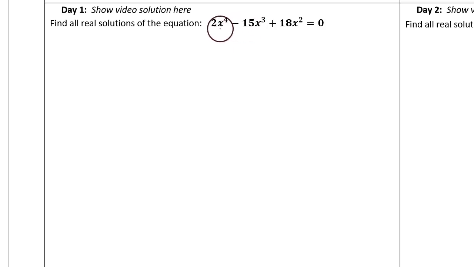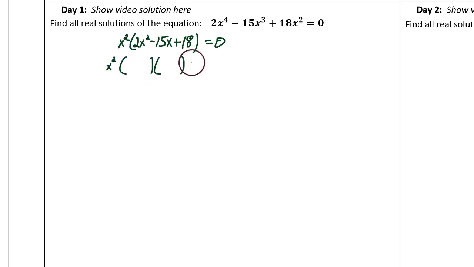Let's try algebra. Every single term will divide by x squared, so we can factor out a greatest common factor of x squared. That leaves 2x squared minus 15x plus 18. And that's equal to 0. Now let's see if this trinomial will factor. If it factors, it will have 2 sets of parentheses.